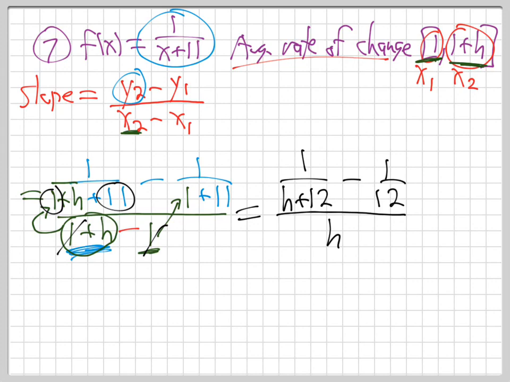Questions to this point? Now what do we do is the real question. This is a big mess. Fractions over fractions. How do we deal with it? How do we handle fractions over fractions? Well, there's a couple of different ways. I'm trying to think what would be the easiest here.